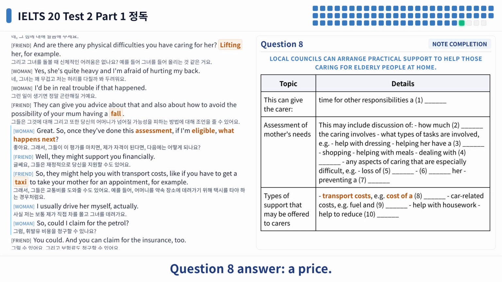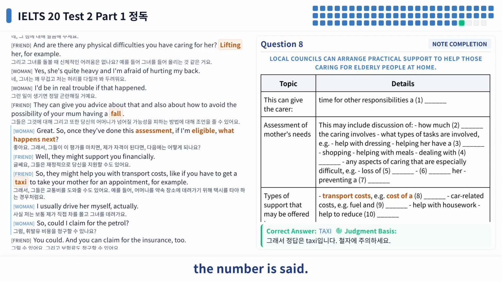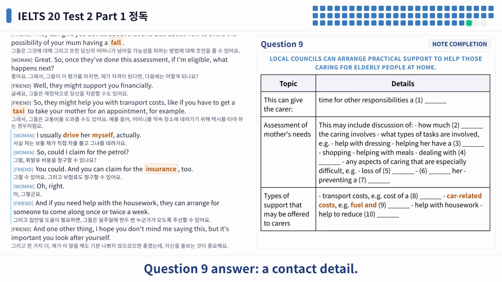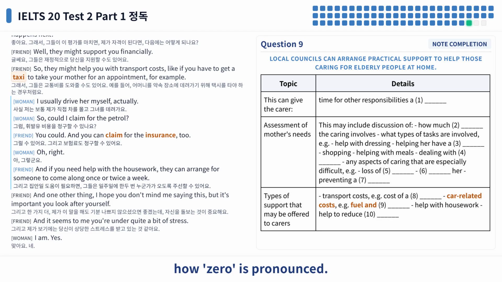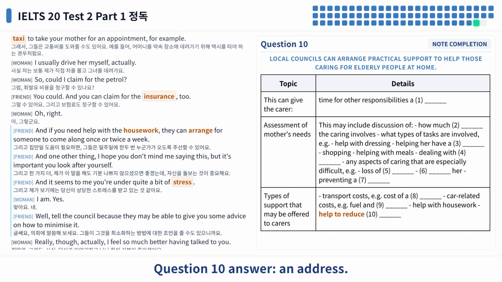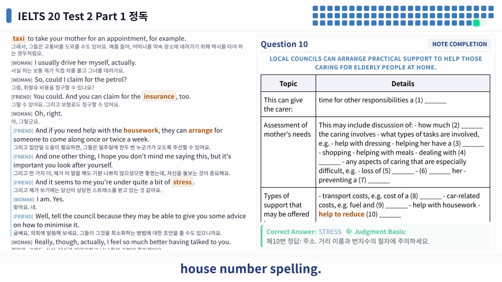Question 8 answer, a price. Pay attention to the currency unit and how the number is said. Question 9 answer, a contact detail. Pay attention to how numbers are said, like how 0 is pronounced. Question 10 answer, an address. Pay attention to the street name and the house number spelling.